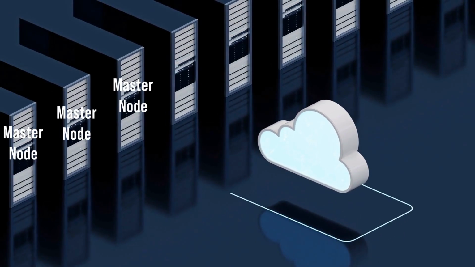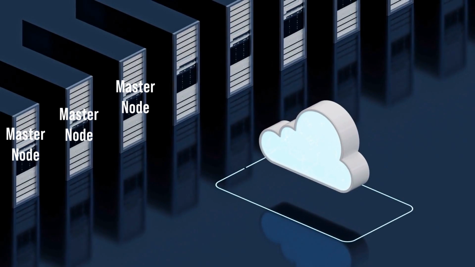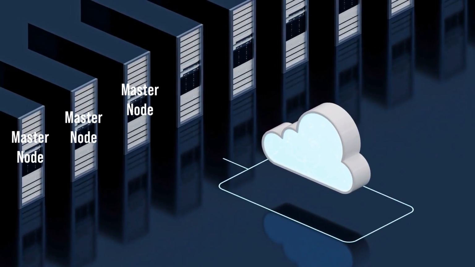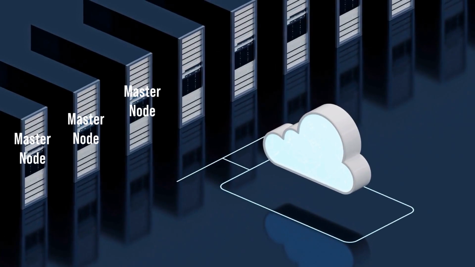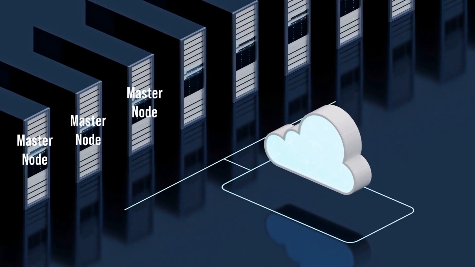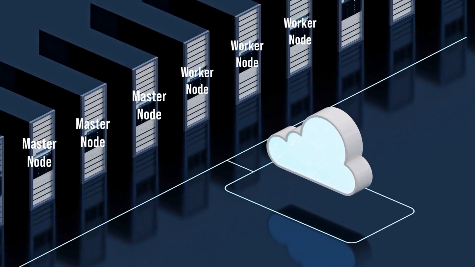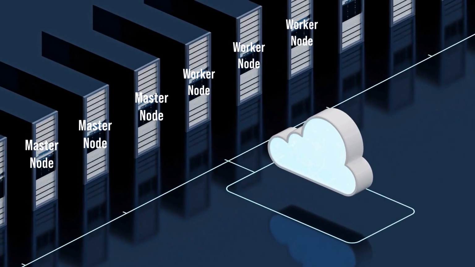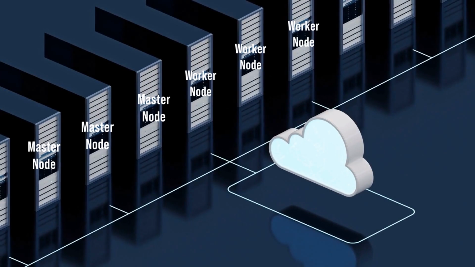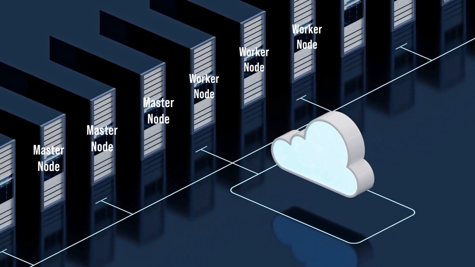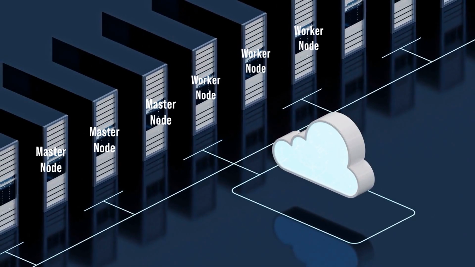Within a cluster, we have the master node. It's responsible for maintaining the desired state, scheduling applications and scaling them. The master node contains all the control plane components responsible for the well-functioning of the Kubernetes cluster. Worker nodes, on the other hand, are responsible for running containerized applications. The worker node can be a bare metal server or a virtual machine.